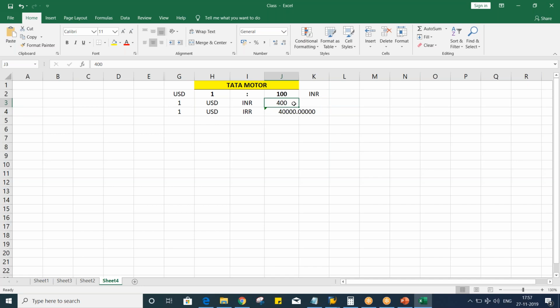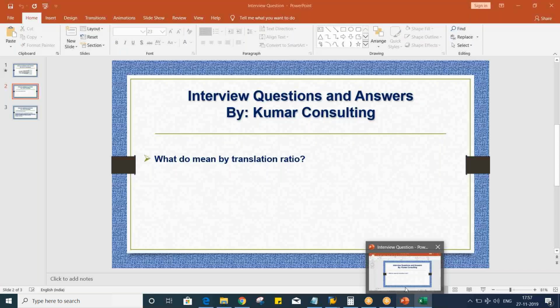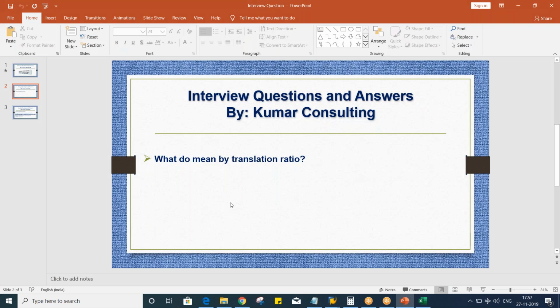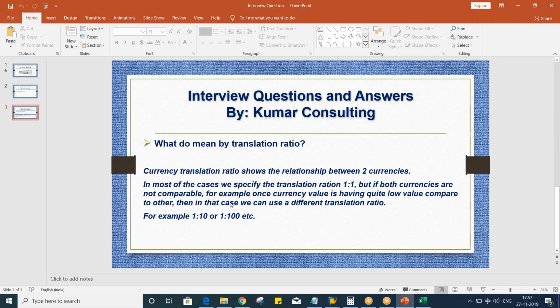Let's suppose 1 USD equals 4 lakh Indian currency. In that case, what is happening, guys? Then we are going to specify 1:100 or 1:1000, right? So this is the major use of this translation ratio, guys. Hope you are able to understand what is meant by translation ratio. Currency translation ratio shows the relationship between two currencies, right?